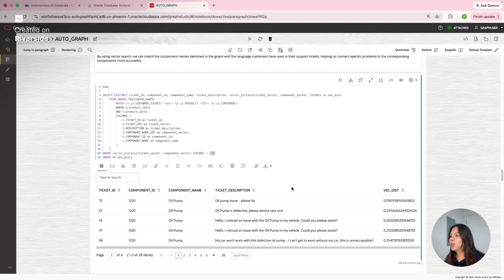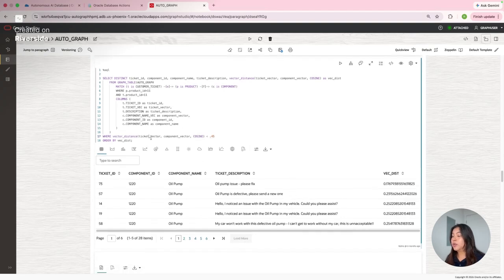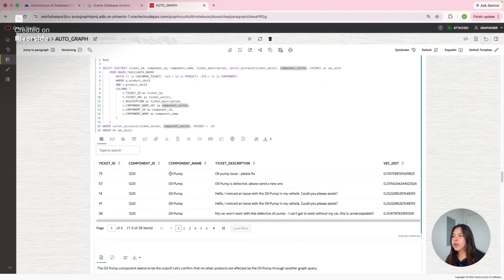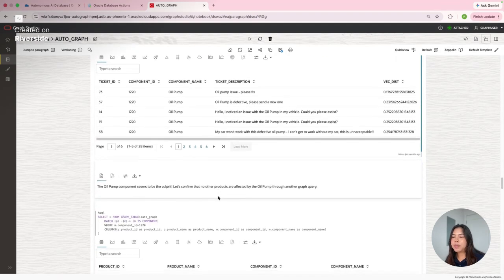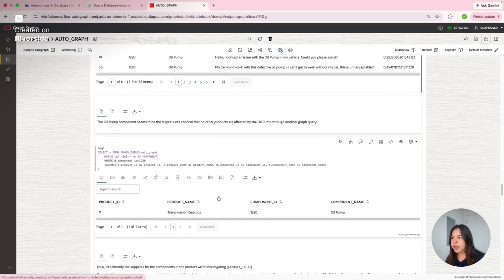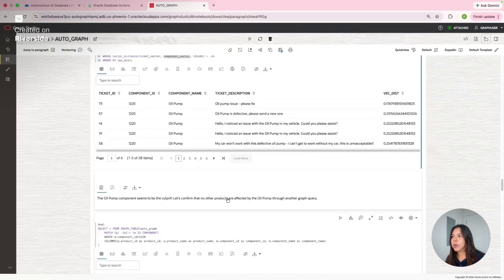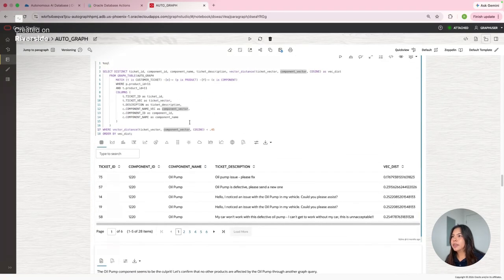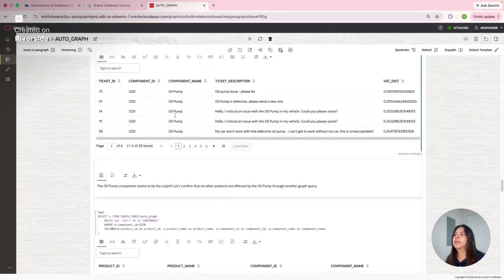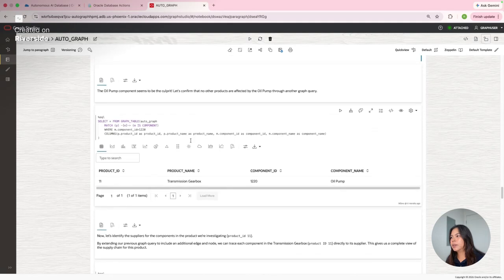Because we're able to basically create a distance for the ticket vector and the component vector. And then depending on how close that distance is, we're able to map the component to the ticket description. So as you can see in here, we're able to identify that the oil pump has a lot of issues actually. So clearly the oil pump is our issue in that specific product, right? So in this case, we're specifying that we're looking at that specific product and we're able to identify the component, right, connected to that ticket.